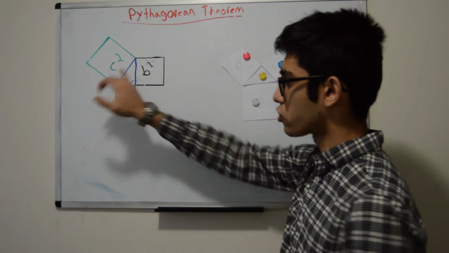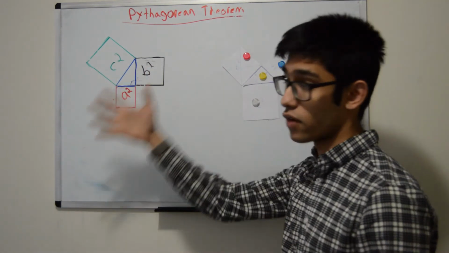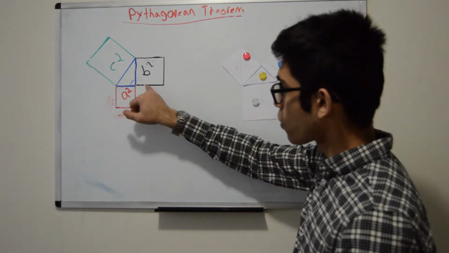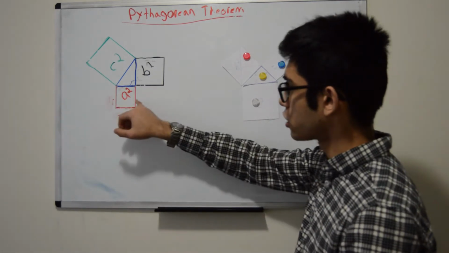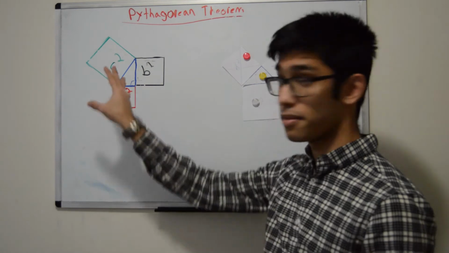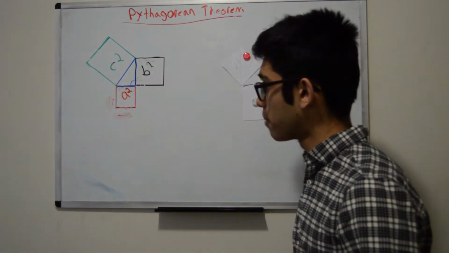So make a right-angled triangle. Could be any size. Make sure that it's a right-angled triangle though. And make squares for each side. So make sure this side, this side, this side are all the same. So make sure you have squares for each side. And go ahead and make this. You can pause the video, go ahead and make that.